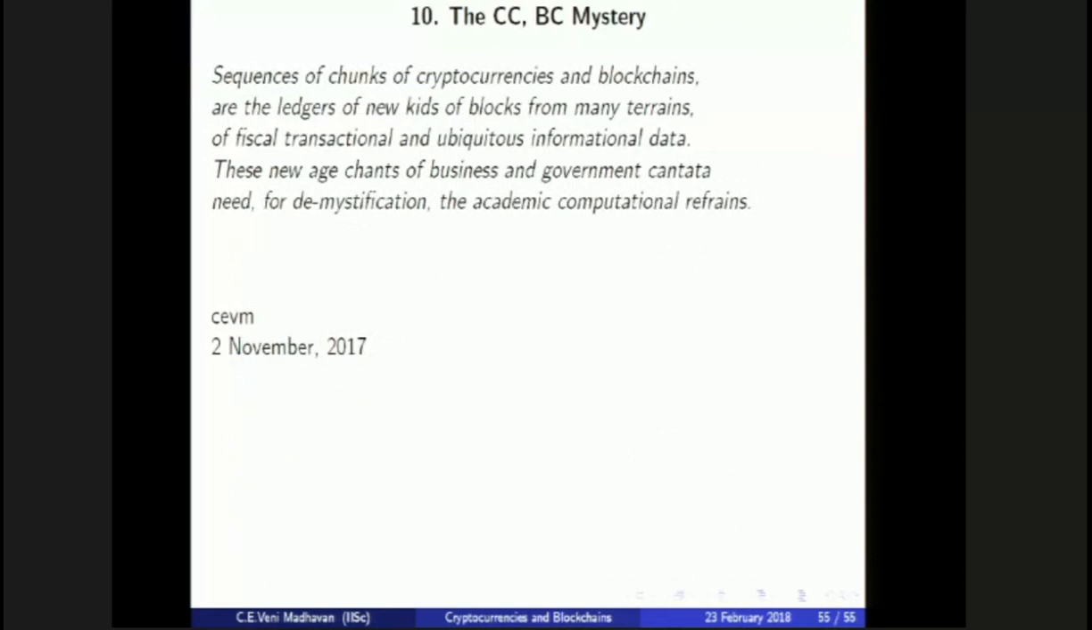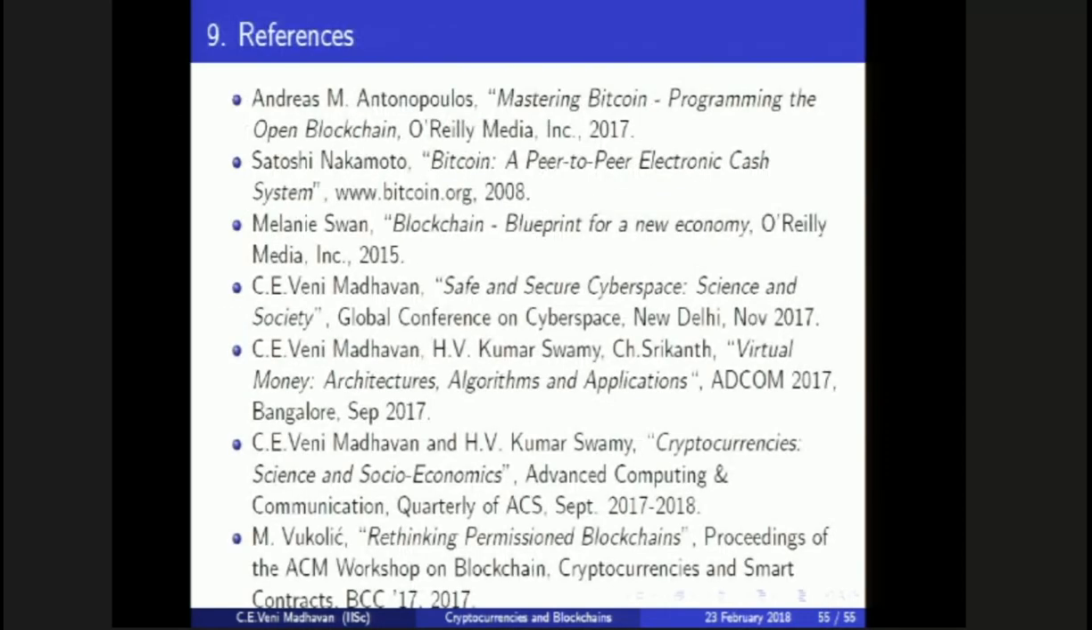Finally, just a few serious references. As I said, this early book on Bitcoins is good. Antonopoulos is also well cited. Contrary to academic textbooks, these early books on both subjects are really good. Similarly, on the blockchain, for example, Melanie Swan's is also early. And then some recent publications we put together.